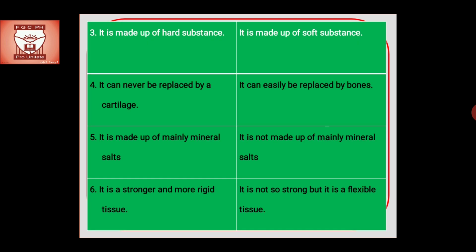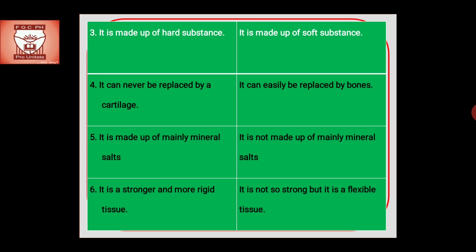Number 3, bone is made up of hard substance, while cartilage is made up of soft substance. Another one, bone can never be replaced by a cartilage. But under cartilage, we say it can easily be replaced by bone.